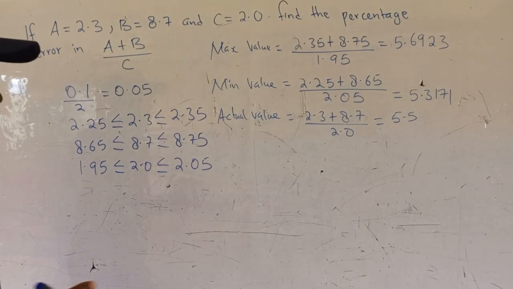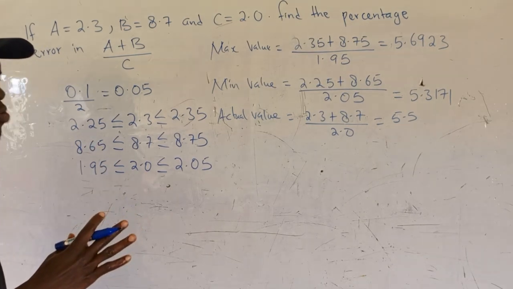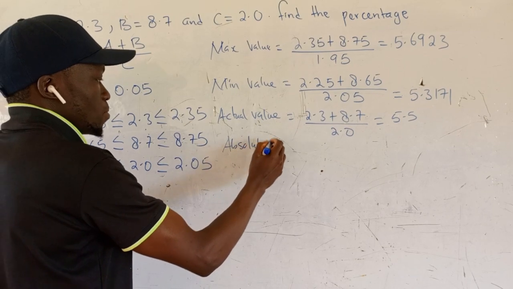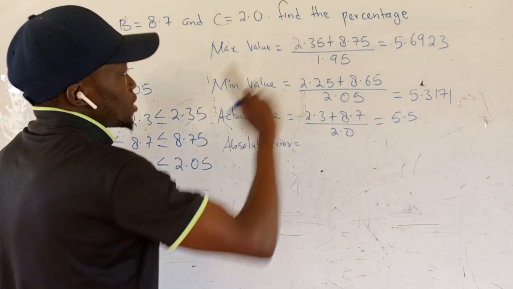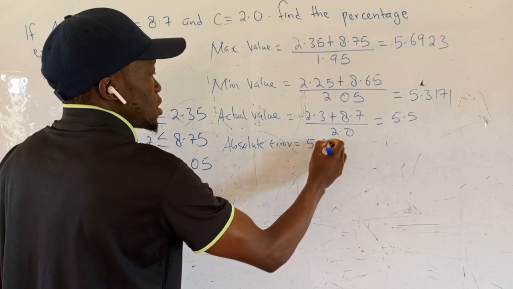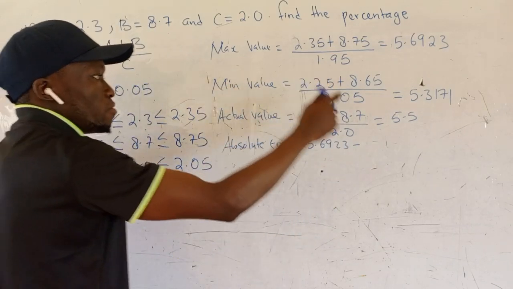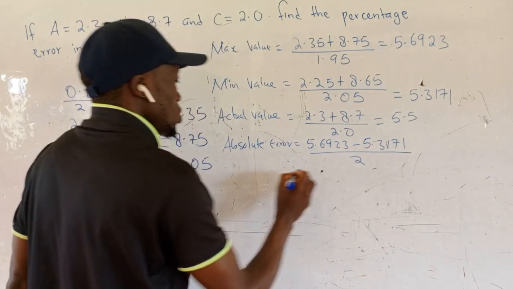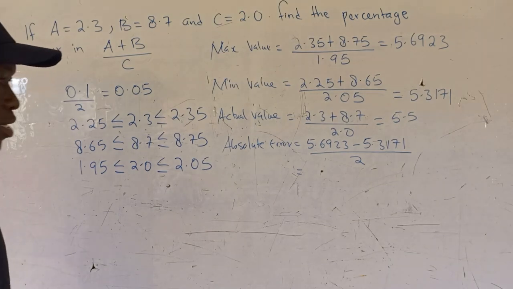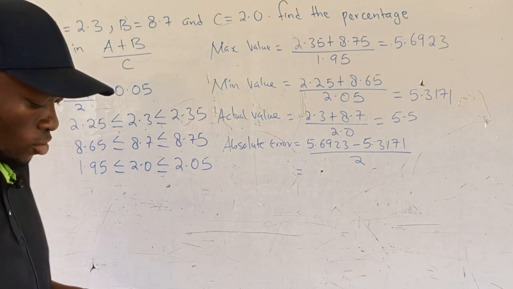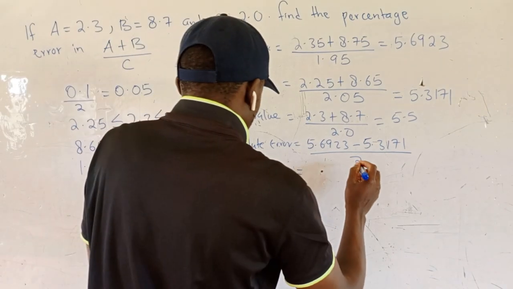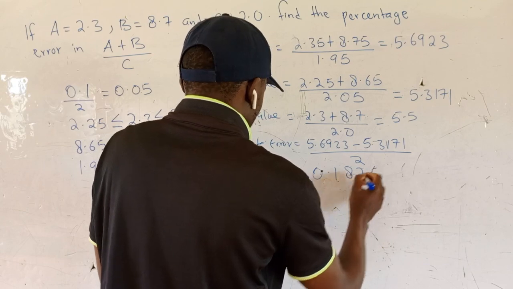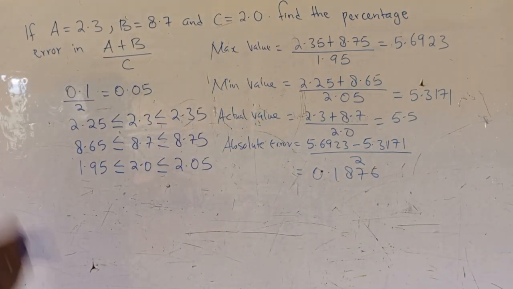Now we need to get the absolute error. We say absolute error is maximum value minus minimum, we divide by 2. So we're going to say absolute error will be maximum value, which is 5.6923, minus the minimum value, which is 5.3171. You divide by 2, it's going to give you the absolute error. So this one, again from your calculator, you're supposed to get 0.1876 as your absolute error.